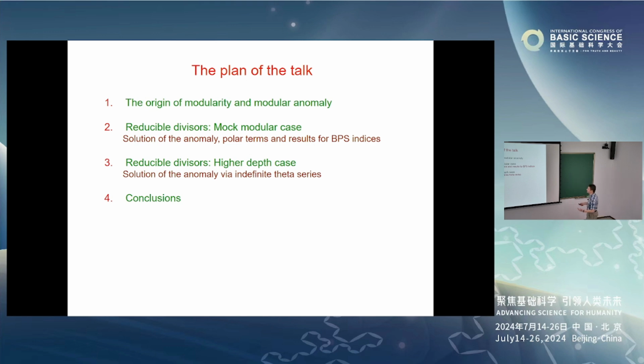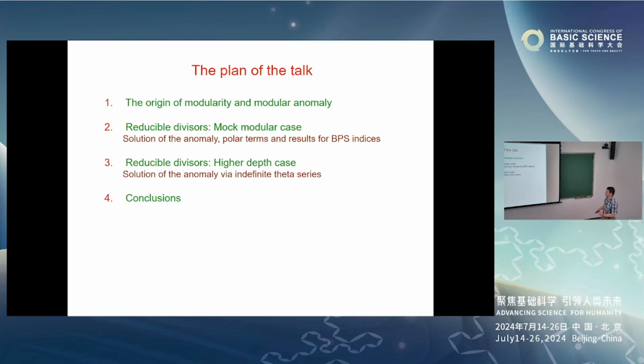So the plan will be the following. First, I will explain the origin of the modular properties of the generating functions of rank 0 DT invariants, where they come from and how they look. Then I will consider the simplest non-trivial case, which corresponds to just usual mock modularity, or if you wish, D4 brane charge equal to 2. Here we have exact results for generating functions, and I'll explain how they can be obtained. And then in the second part of my talk, I would like to consider a generic case, generic D4 brane charge. Here we are still unable to get the generating functions, but we can at least solve the so-called modular anomaly equation in terms of indefinite theta series. And I would like to explain how this can be done.